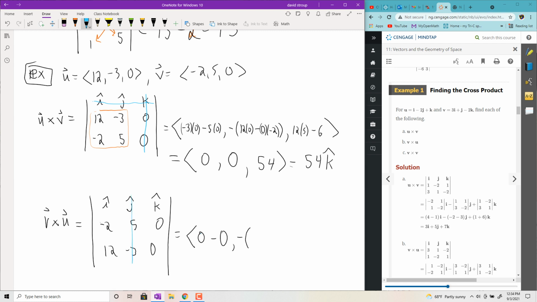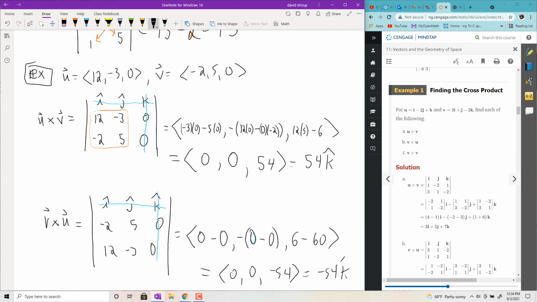Let's cover up this guy and this guy. So negative 2 times 0 is 0, and then 0 times 12 is 0. And then the third component. I'm going to cover up the first row and last column. I'll have negative 2 times negative 3 is 6, and then minus 5 times 12, which is 60. So I end up with 0, 0, negative 54. In other words, negative 54k.